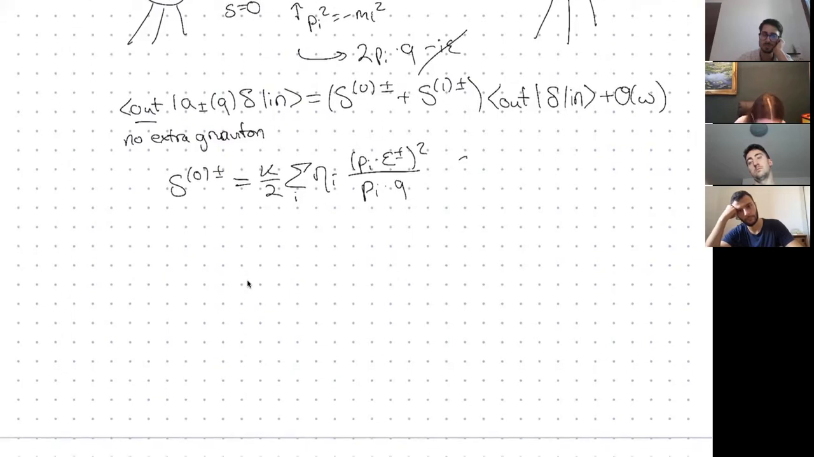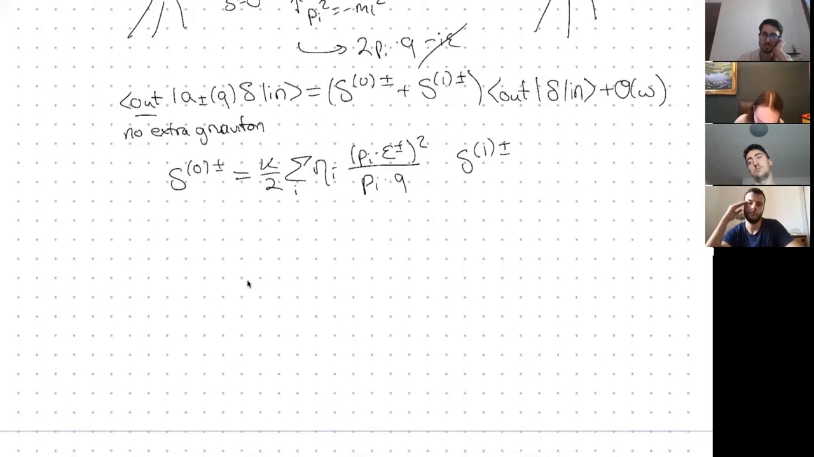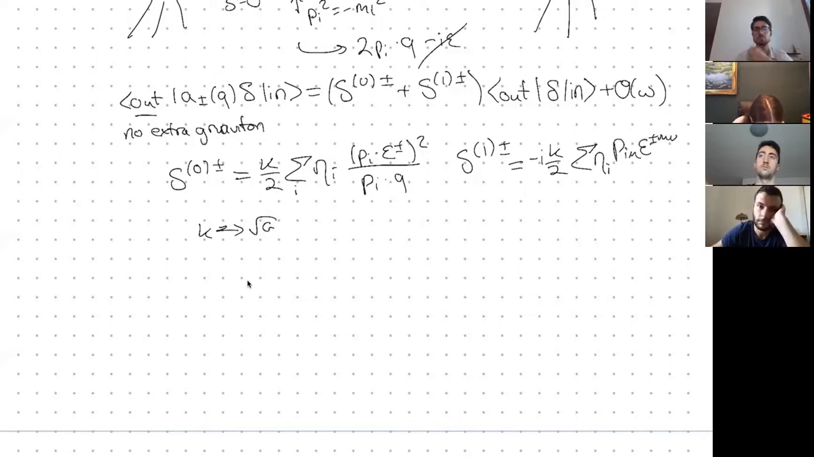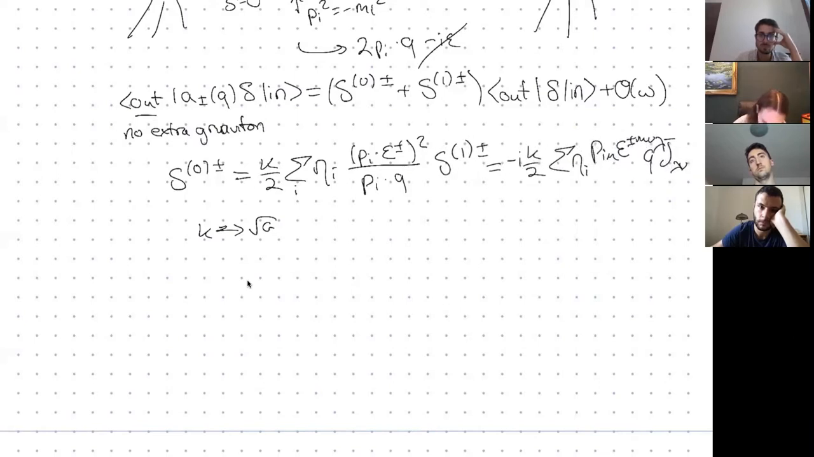And then similarly for S1 plus minus, which is this extra order in the subleading soft theorem, we have the result as follows: kappa over 2, and kappa is the gravitational constant. So kappa corresponds to this square root of g. So it's 32 pi g. Okay. So what we have is the following: i pi mu epsilon plus minus mu nu q lambda J lambda nu, divided by pi.